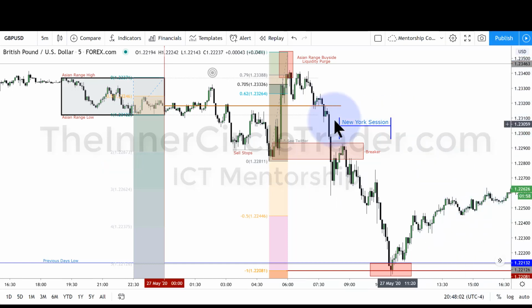And obviously the New York session here is just a very generic time window between 8:30 in the morning when the news is released up to 11 o'clock in the morning when the London close occurs. So that sweet spot in time, we're focusing on continuation of what the narrative is in the London session.